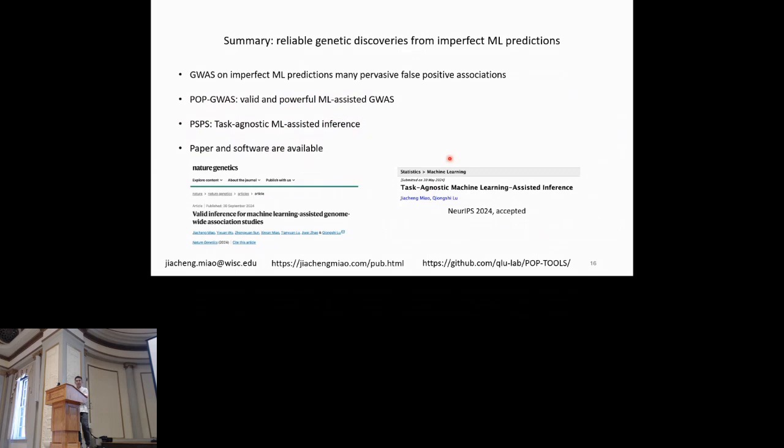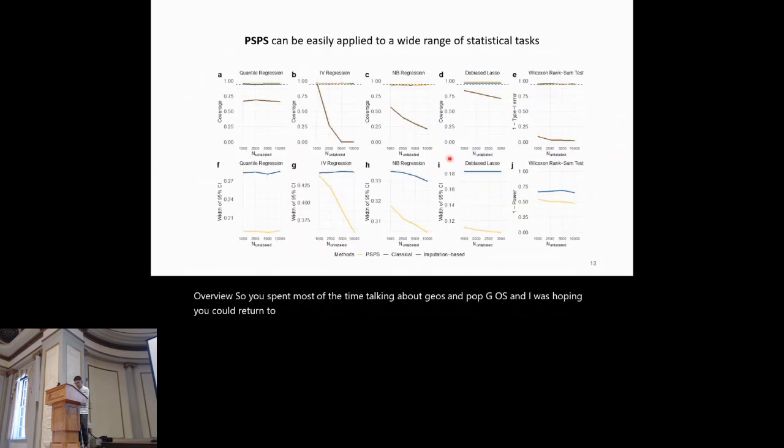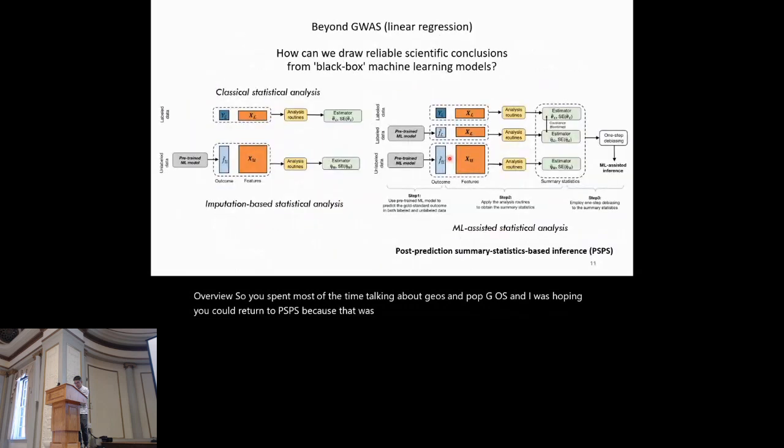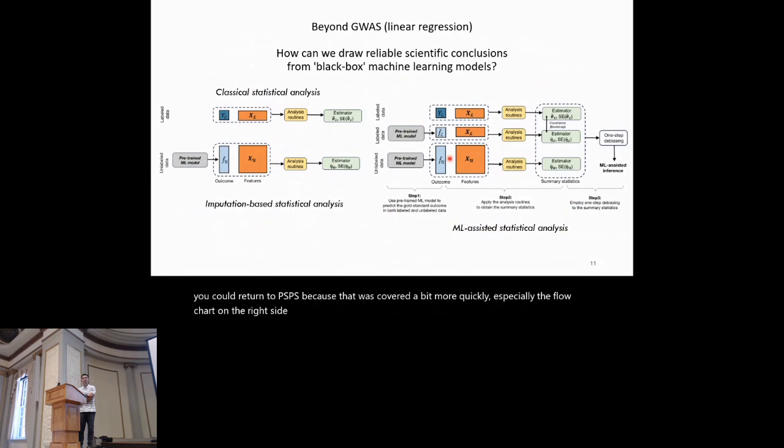Thanks for the overview. You spent most of the time talking about GWAS and pop GWAS, and I was hoping you could return to PSPS, because that was covered a bit more quickly, especially the flow chart on the right side here. Could you walk through in a bit more detail, if you have some black box model, I think AlphaFold or structure prediction is the example you gave, how would you use PSPS to perform this assisted inference? What would a practical workflow look like?